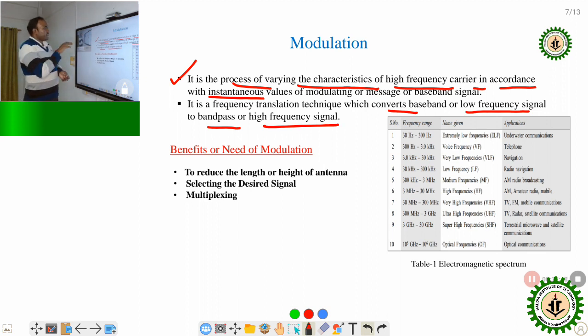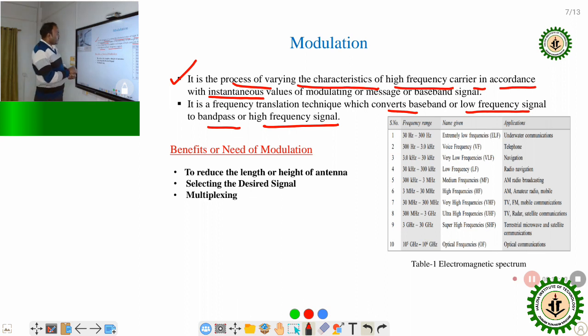So the modulation technique changes the lower frequency signal, that is the message signal, to a higher frequency range, and this higher frequency is used for the carrier purpose. It can carry this message, the baseband signal, to your proper destination.